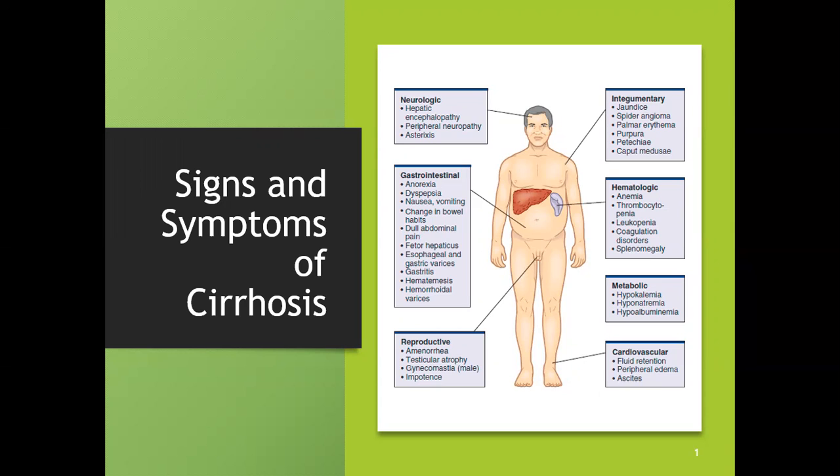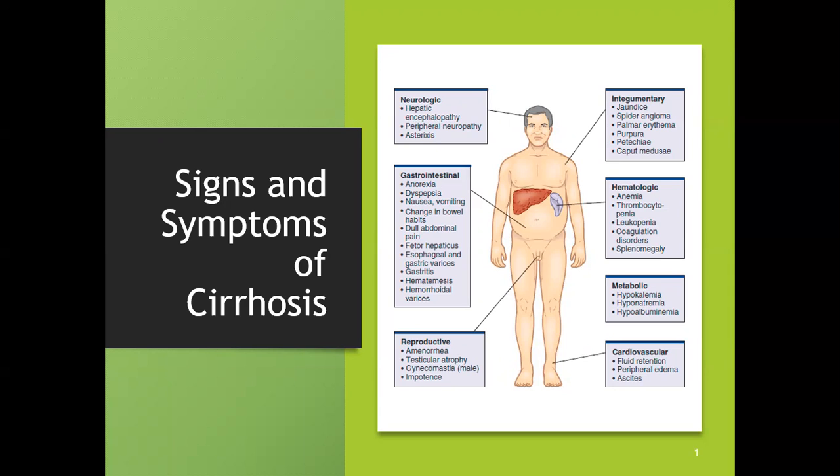They may have an enlarged spleen. Metabolically, they may be low in potassium and sodium and albumin. Cardiovascular, they've got increased fluid, so fluid overload. They may have peripheral edema or ascites. Reproductive, so women are going to not have periods. Men are going to have testicular atrophy. Men may develop gynecomastia, or the development of breast tissue, and this may cause sterility or impotence.